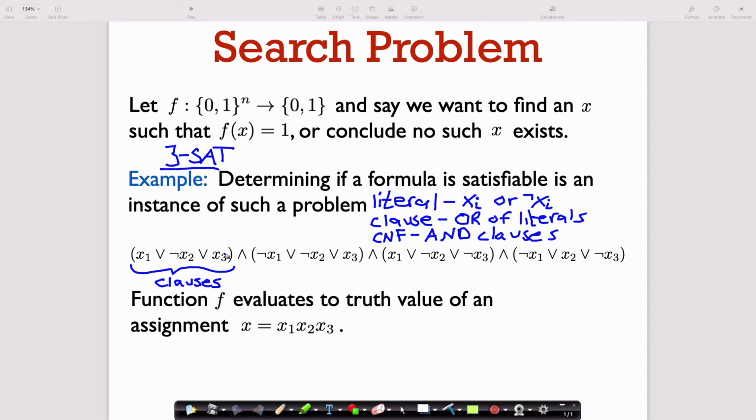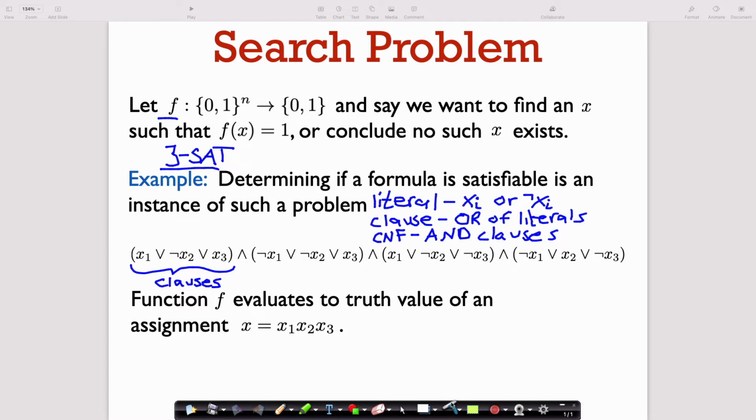Okay, so you see that this formula defines a function f, right? Because for every assignment to the variables, every 0, 1 assignment, you can plug those values into this formula, and the formula will either evaluate to true or it will evaluate to false. So this formula defines a function of this form, and the three-SAT problem is exactly this problem. So we want to determine if there exists a satisfying assignment or not.